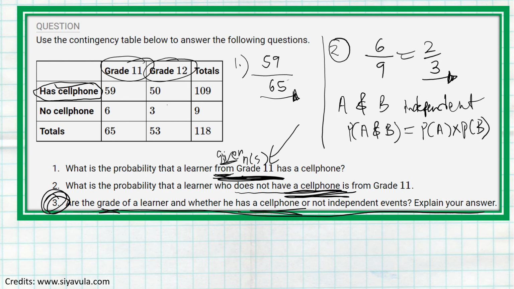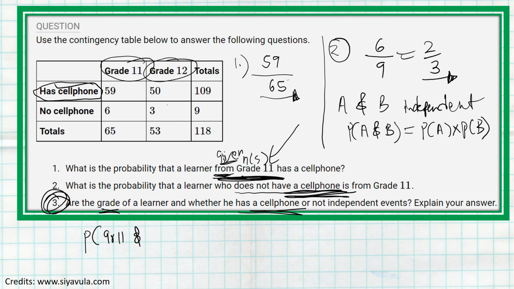Sometimes they will give you questions where they just tell you those events such that there are two of them. So what you do is you choose one of them and you use it to show whether or not they are independent, right? So I'm just going to choose grade 11. So I will say probability of grade 11 and what? And has a cell phone, because this one we are given, has a cell phone.